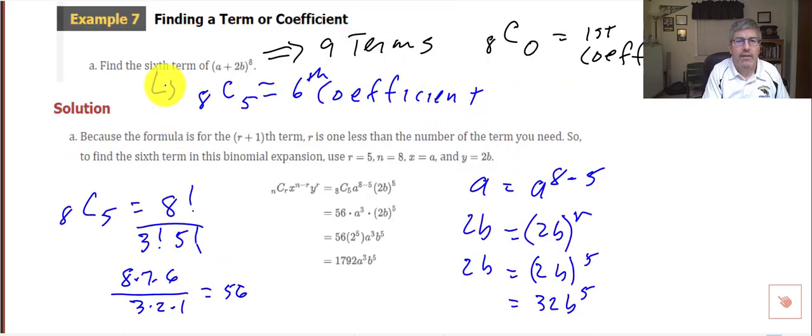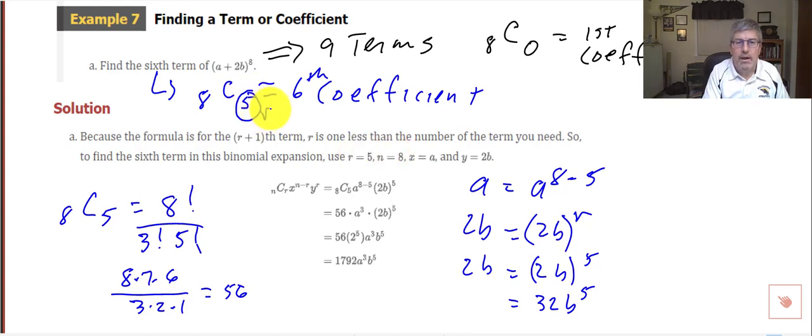So if we want to find the 6th term of a plus 2b to the 8th, we're going to have 9 terms. There's one more term than there is exponent. And we want to find the 6th term, or the 6th coefficient. So if our first coefficient is 8 choose 0, then our 6th coefficient is going to be 8 choose 5. Our r is going to be 5.